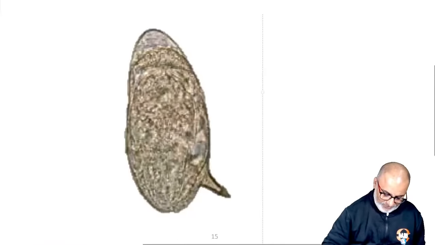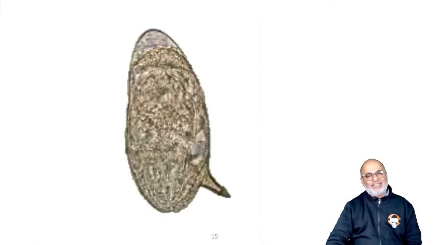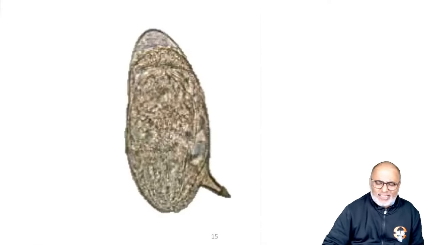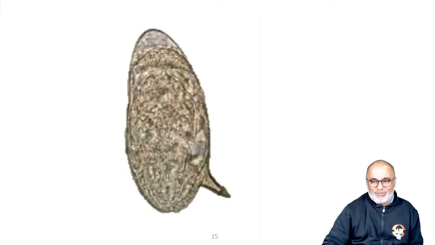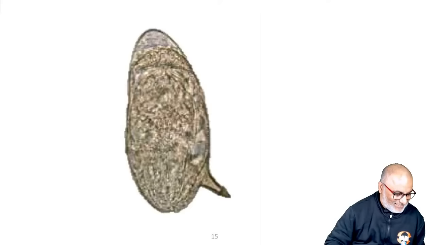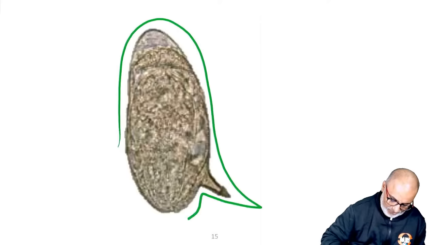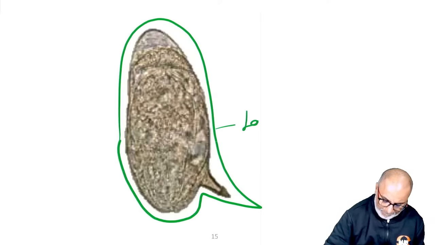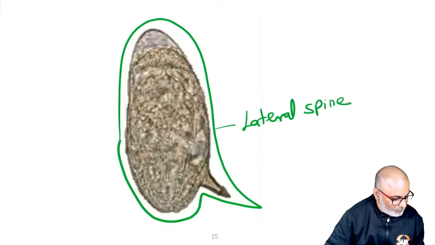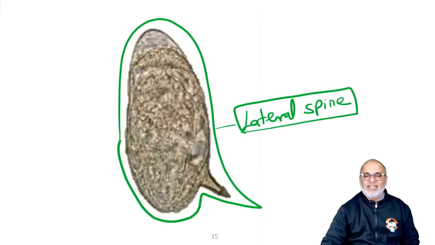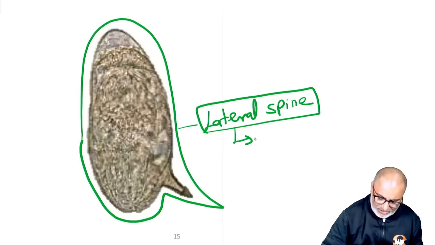What is it? Everybody will tell, because you should know all egg morphology. You remember Dr. Surya's egg formulas, 7 formulas, right? Same way, this is an egg with a lateral spine. Lateral spine, you can see in Schistosoma mansoni.